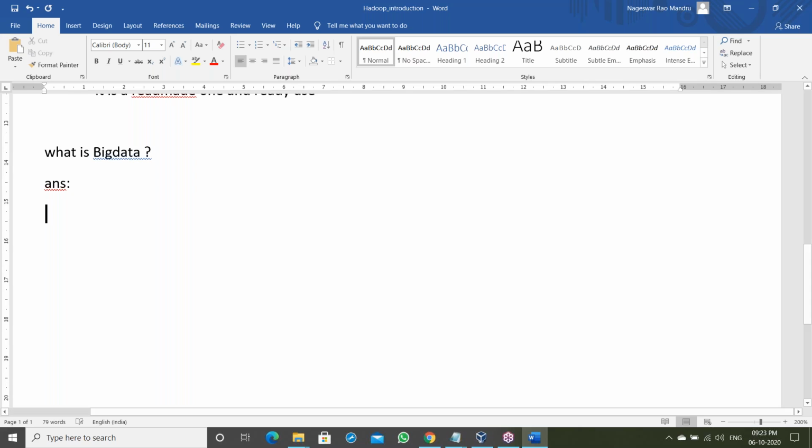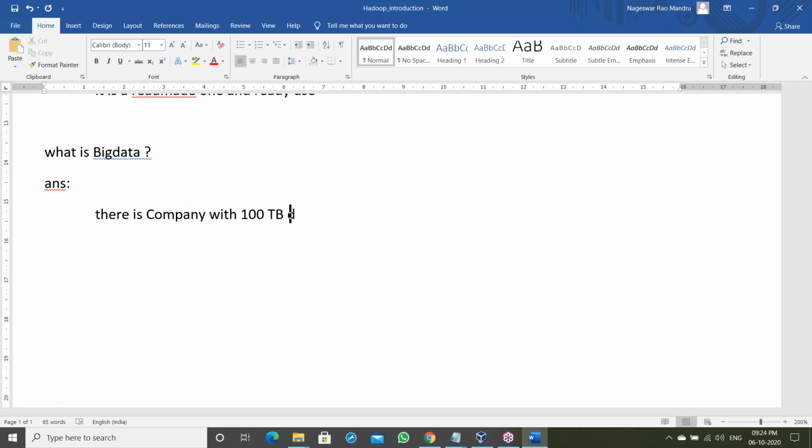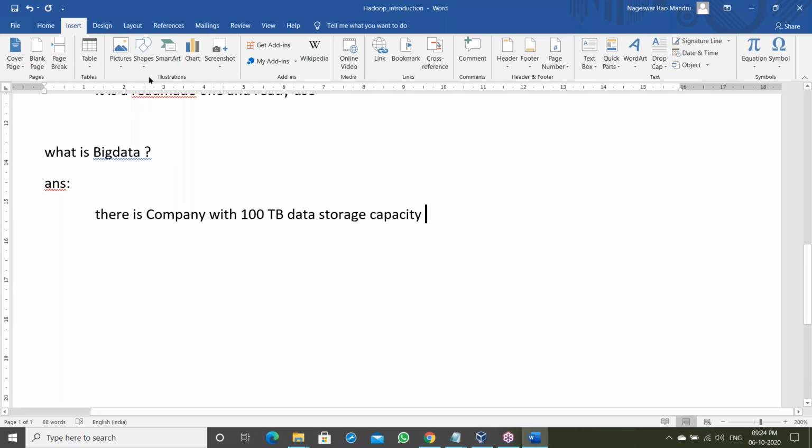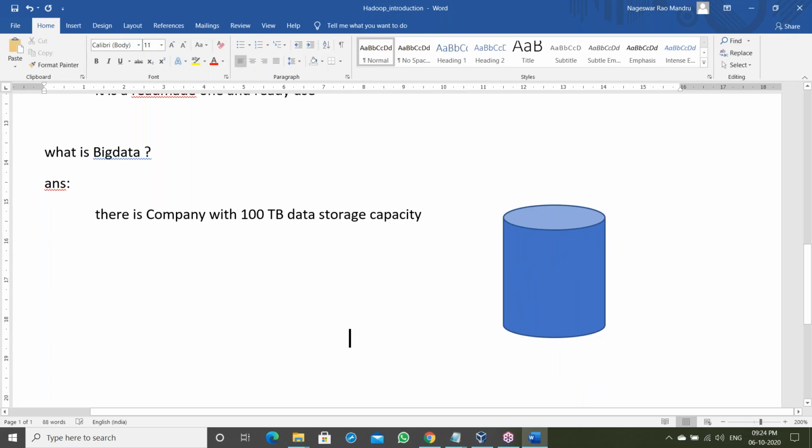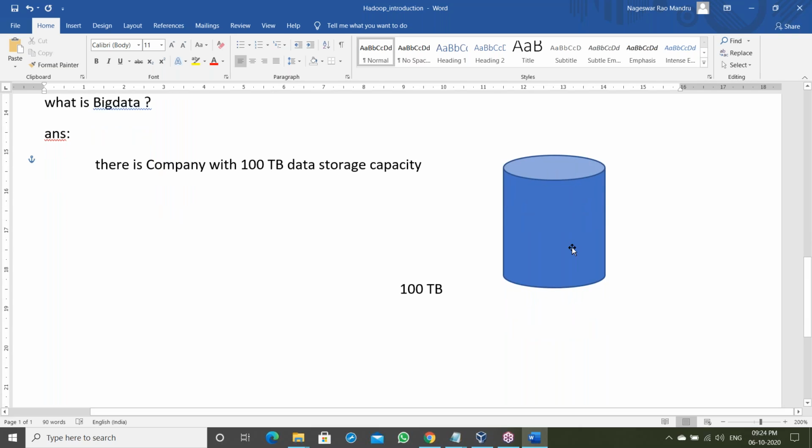For example, let us take some company. There is a company with 100 TB of data storage space. This is a company with 100 TB data storage capacity, a 100 TB database server. The capacity of this server is 100 TB.